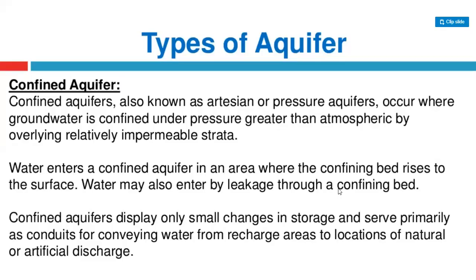Confined aquifers, also known as artesian or pressure aquifers, occur where groundwater is confined under pressure greater than atmospheric by overlying relatively impermeable strata. Water enters a confined aquifer in an area where the confining bed rises to the surface. Water may also enter by leakage through a confining bed.